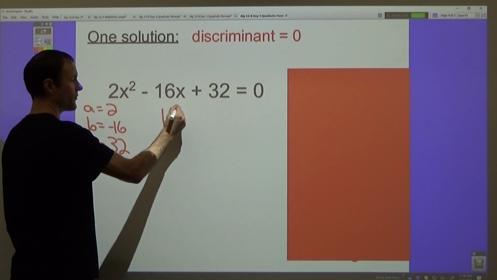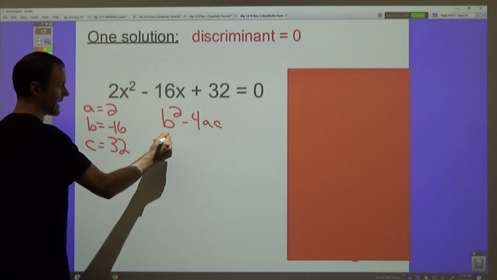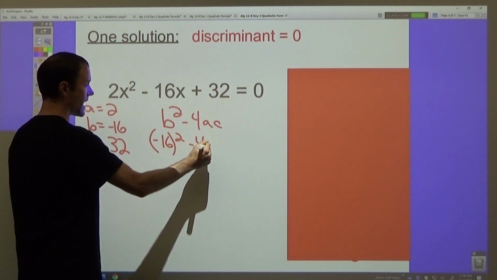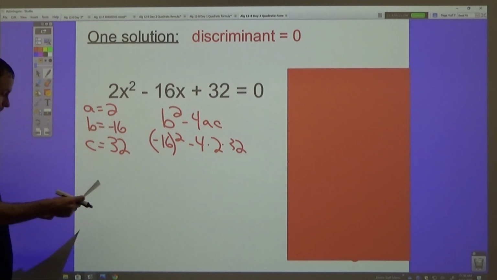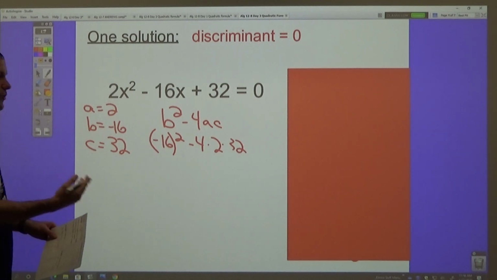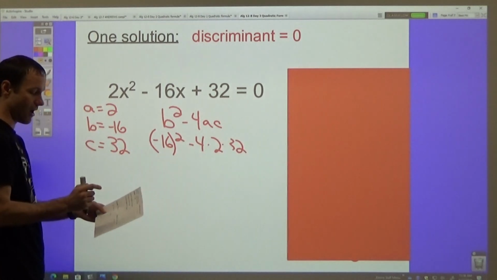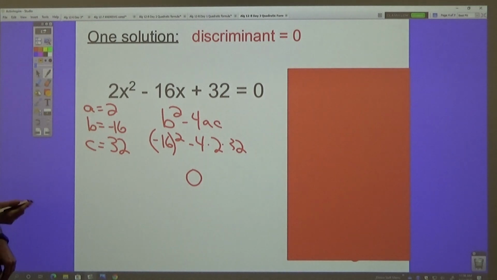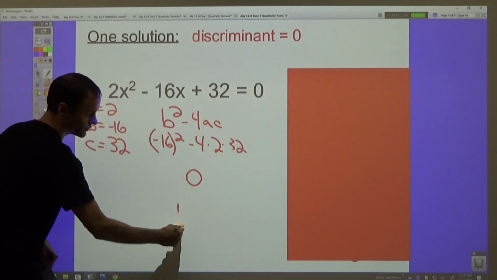You're going to use the formula b squared minus 4ac. So b squared, you're going to have negative 16 inside parentheses squared minus 4 times 2 times 32. Go ahead and multiply those out. Again, you could type that all in at once. When you do that, you end up with an answer of 0. Well, an answer of 0 for your formula ends up being one solution.